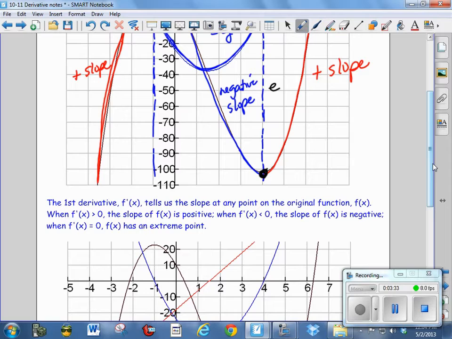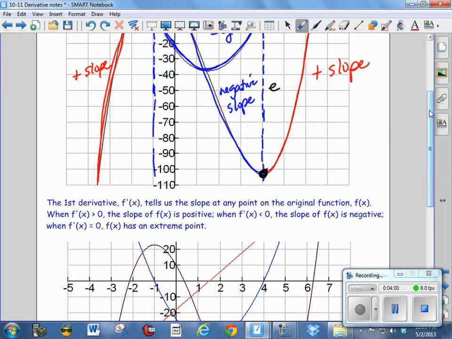The first derivative, f prime of x, tells us the slope at any point on the original function f of x. When f prime of x is greater than 0, the slope of f of x is positive. When f prime of x is less than 0, remember that's our y value of our derivative function, the slope of f of x is negative. When f prime of x equals 0, f of x has an extreme point.